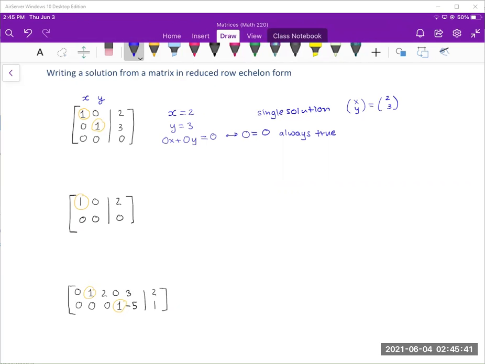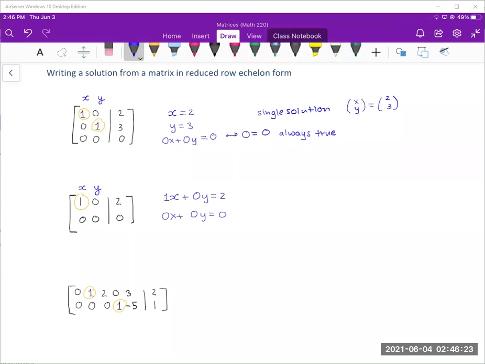All right, let's take a look at the next example. Here we have, again, a row of all zeros. We see that we've got 2 columns, so we've got 2 unknowns, x and y, to the left of the augment. And what do we read off? We have that 1 times x plus 0 times y is 2. So I'll write that out. And our second equation tells us that 0 times x plus 0 times y is 0.